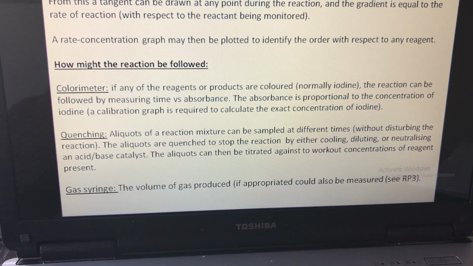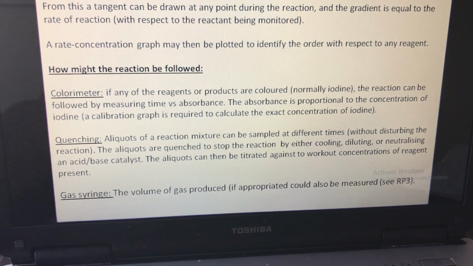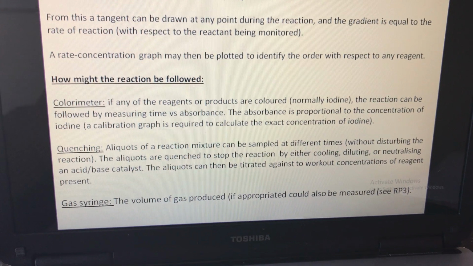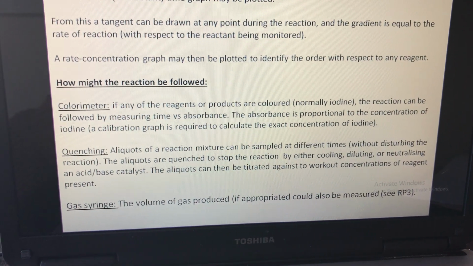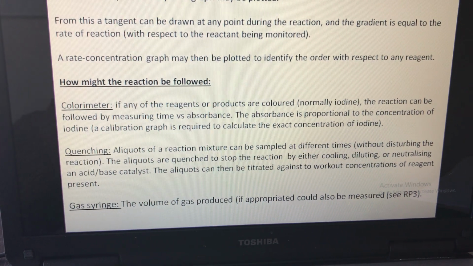The calibration graph is required to do that, but that will give you an indication of how the concentration of your reactants change, and therefore change in concentration over time is rate. That is what rate is.